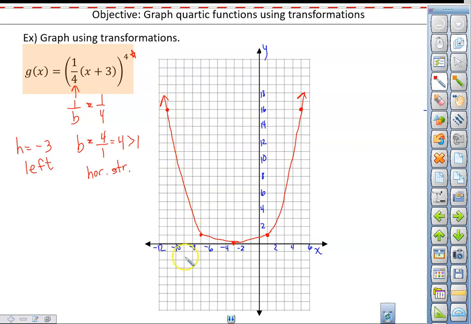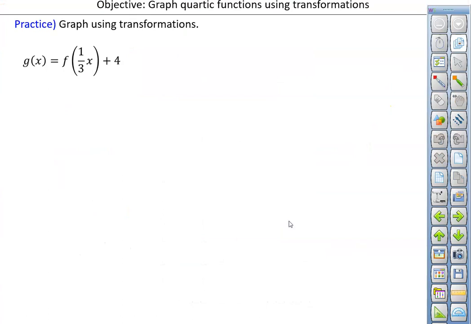Here, again, it doesn't ask for a 0, but if it did, we should know that our 0 would be at or equal to negative 3. All right, after this, we got some practice problems for you to give a try. Here you go, give this one a try. Pause the video.